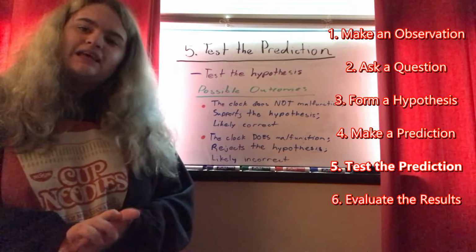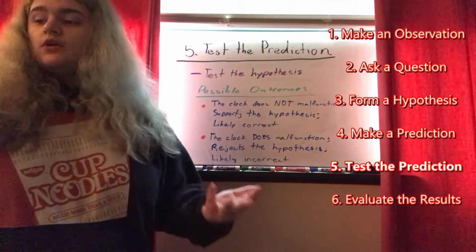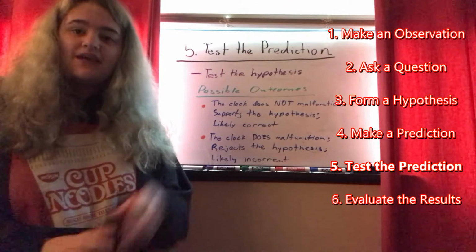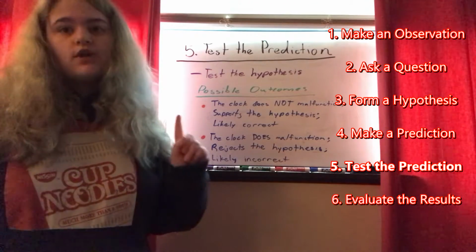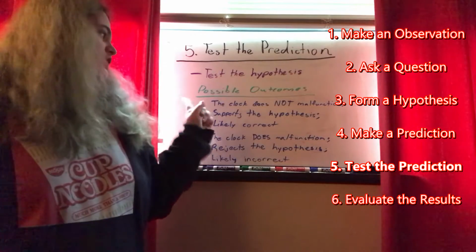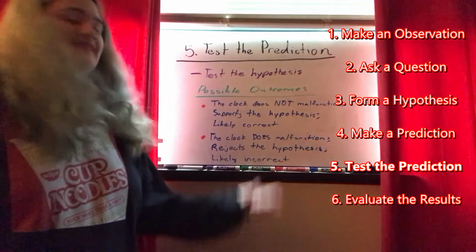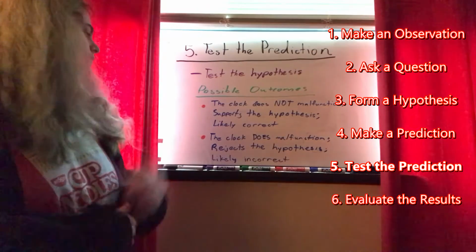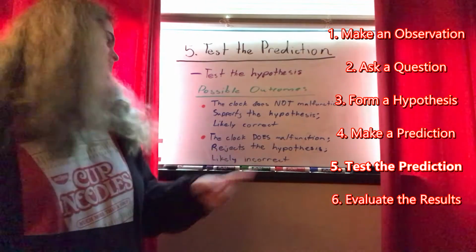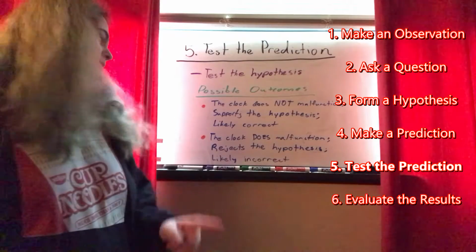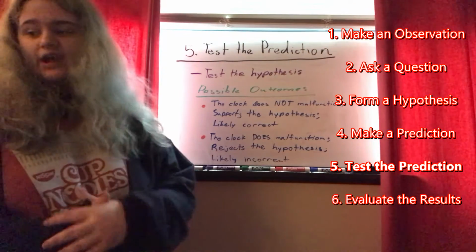Of course, we need to see if our prediction will come to be. In this case, we are going to replace the batteries, then wait 1 to 2 days. Then one of 2 things will pop up. The clock does not malfunction, and it supports the hypothesis. That means it is likely correct. Or, the clock does malfunction, which rejects the hypothesis, meaning it is likely incorrect.